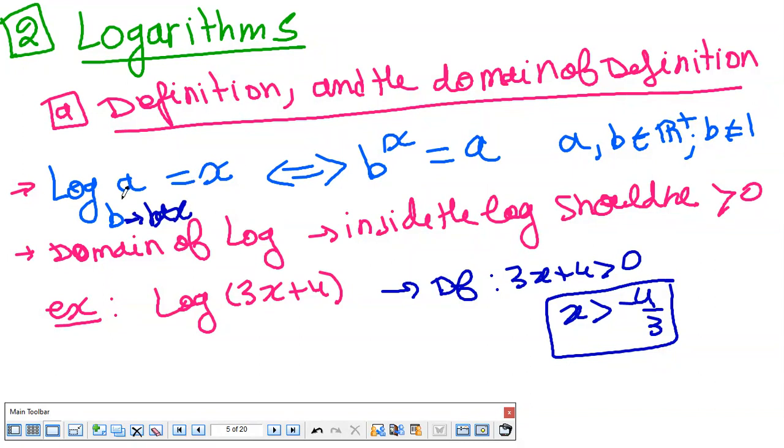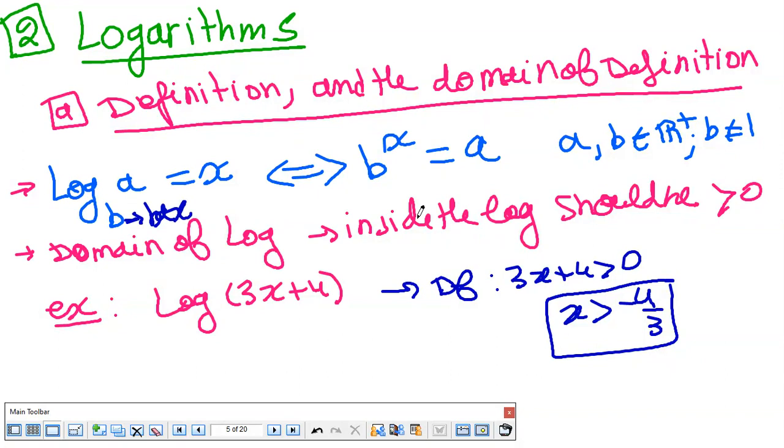If I have this equation here, it means b exponent x is equal to a. So if I have a log expression, I can change it to an exponent. If I have an exponent expression, I can change it to a log notation. You need to be careful. a cannot be negative, b cannot be negative. So a should be positive and b should be positive. It's written here R plus, and b cannot be equal to 1 because 1 exponent any number is going to give me 1.